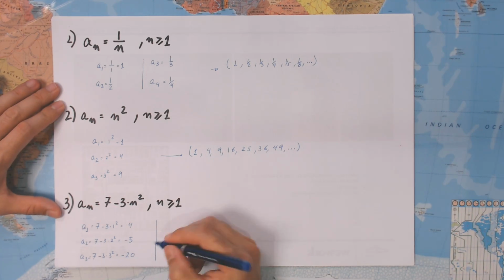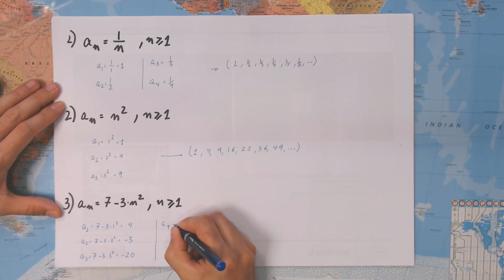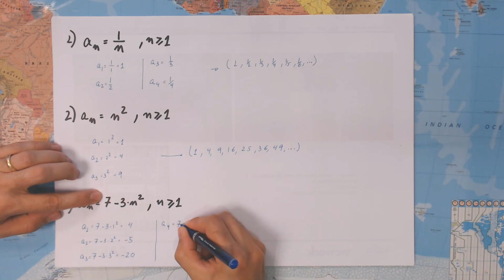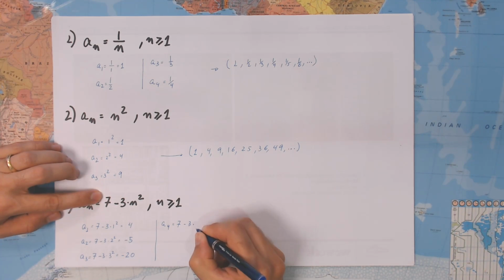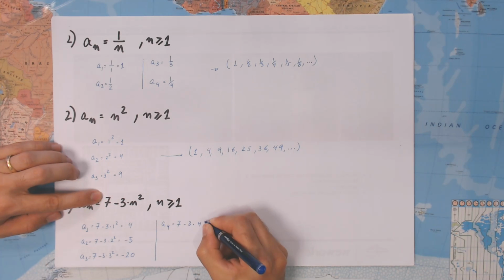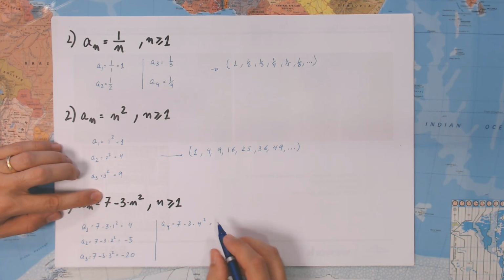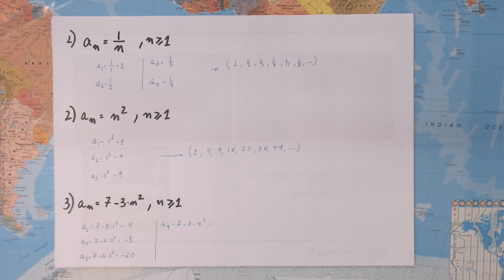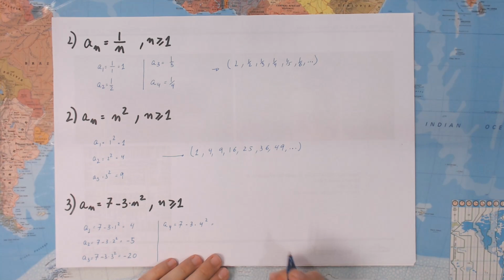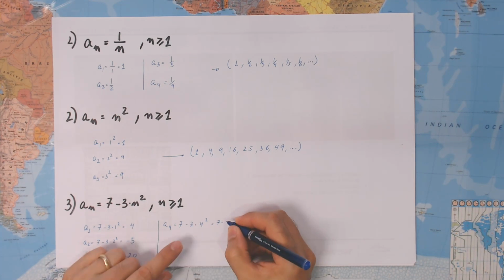Let's just make one more. a4, it is going to be what? 7 minus 3 times 4 squared. And this is going to be what? This is going to be 16, right? Times 3. And this is going to be 48, right? Because 3 times 10, 30, plus 18, 48, right? 48. So this is going to be 7 minus 48.